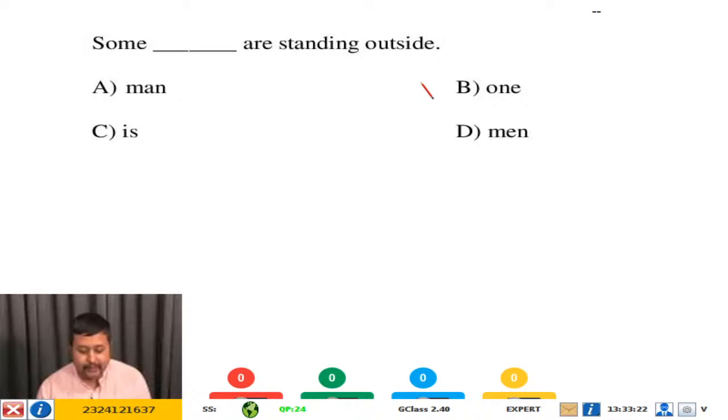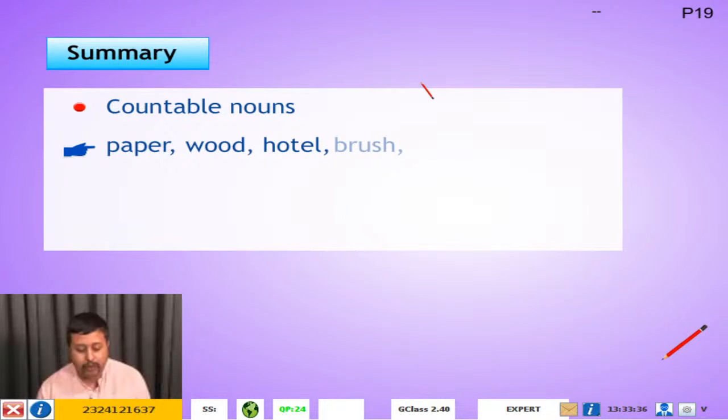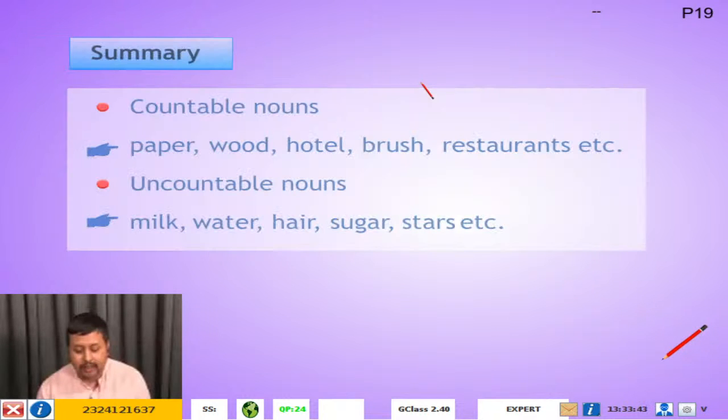Right? Now here's an assignment for you. Classify the following words under countable and uncountable nouns. So you have to find out children, milk, tea, butter, windows, right? So if we summarize, we learned about what? Countable nouns, that is paper, wood, hotel, brush, restaurant, etc. Uncountable nouns would be what? Milk, water, hair, sugar, stars, etc.